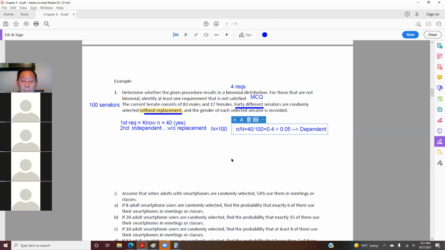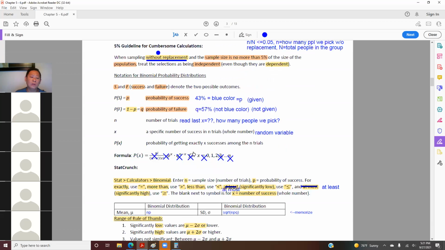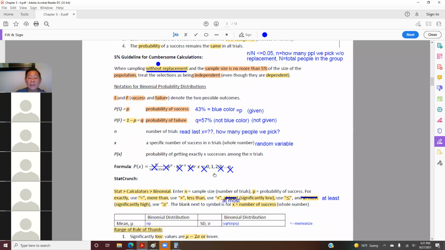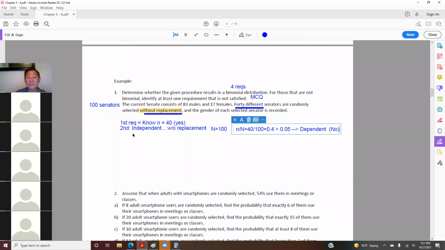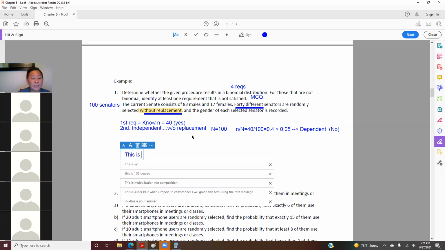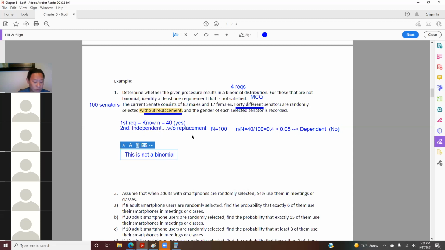So is that good or bad? As you know, the second requirement says it has to be what? It's bad. So this is no. So actually, the question is, do you need to check the third and the fourth requirement? The answer is no. Once we know one of them is bad or does not fulfill, the question is asking, is this a binomial distribution? Yes or no? No. So this is not a binomial distribution.